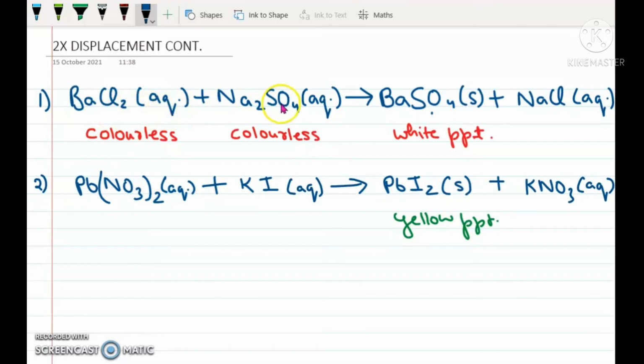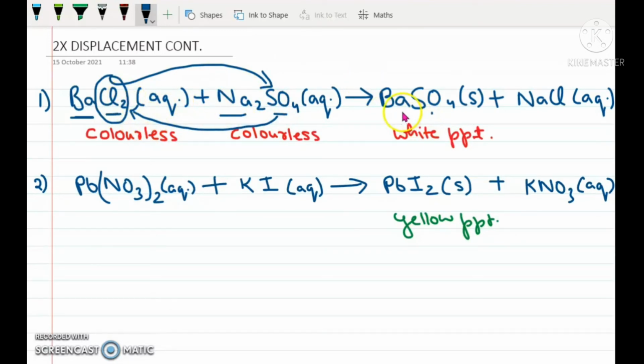Now BaCl2 and Na2SO4 are two ionic compounds which have ions as Ba 2 positive and Cl negative, while over here we have Na positive, while SO4 2 negative is the other ion which is present. Now what happened is the anions have exchanged their position. The Cl has taken the position of sulfate and sulfate has displaced the chlorine from its initial position, thereby forming new compounds, barium sulfate and NaCl.